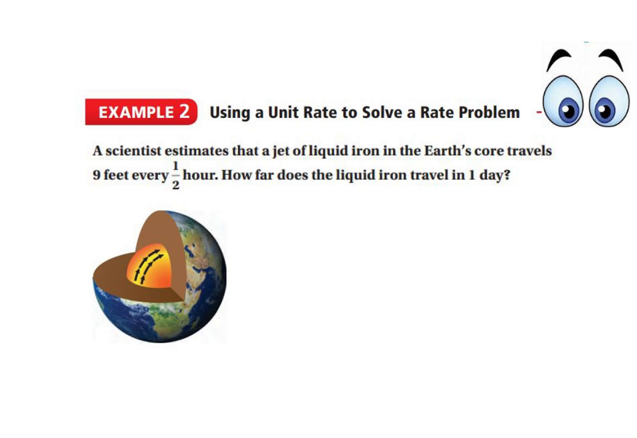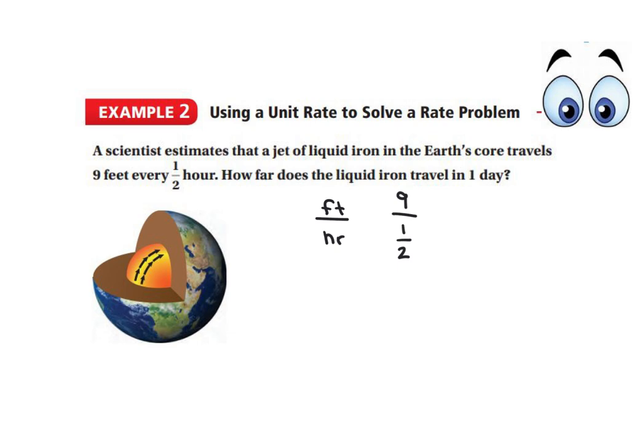In example number 2, we're using a unit rate to solve a rate problem. A scientist estimates that a jet of liquid iron in Earth's core travels 9 feet for every half hour. How far does the liquid iron travel in 1 day? So let's first of all set this up as feet per hour, because that's what we know. We have 9 feet per half of an hour.